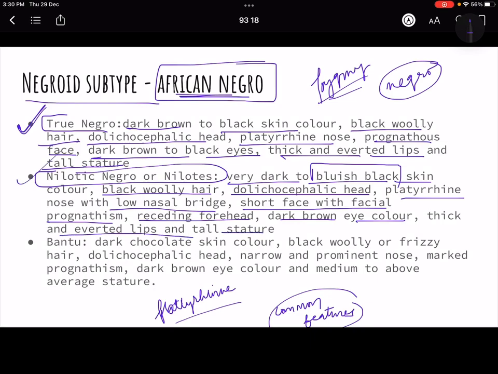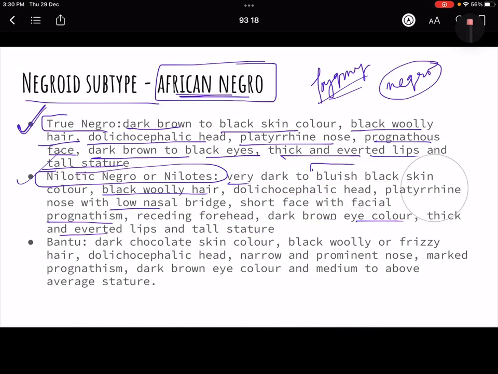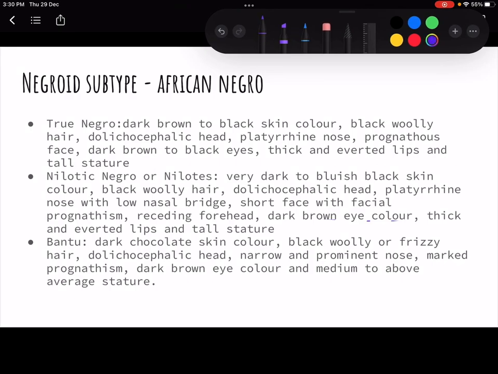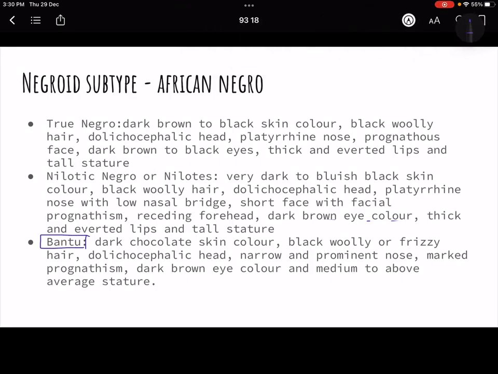That means one thing that you can remember is a bluish black skin. ठीक है, so इसमें bluish black skin you will remember, right? Let me just rub it. Yeah. Now comes the third. We'll mark them together only, don't worry.